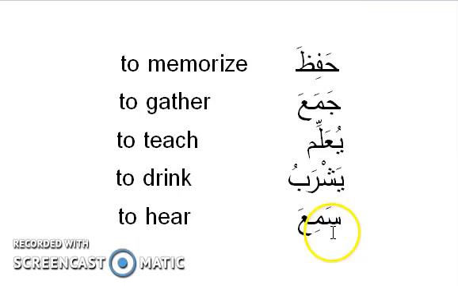This letter is sin. We pronounce it as sa with fatha, and mim with kasra, and ayn with fatha. So how to pronounce it? سمع. Try to practice, and inshallah you will be able to read them.